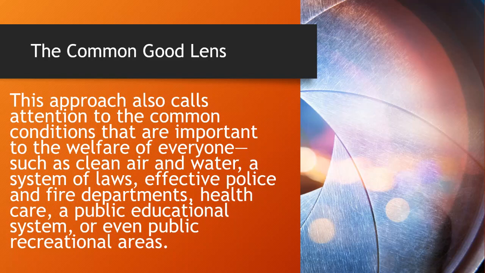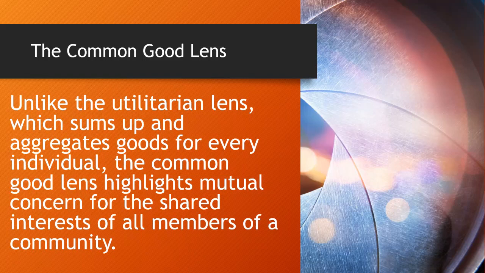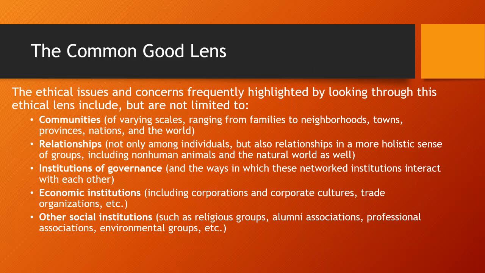This approach also calls attention to common conditions that are important to the welfare of everyone, such as clean air and water, a system of laws, effective police and fire departments, health care, a public education system, or even public recreational areas. Unlike the utilitarian lens, which sums up and aggregates goods for every individual, the common good lens highlights mutual concerns for the shared interests of all members of the community. From right here, there could be things that are balancing and different between the different groups. So things like, again, ethical issues and concerns frequently highlighted by looking through the common good lens are things like communities.